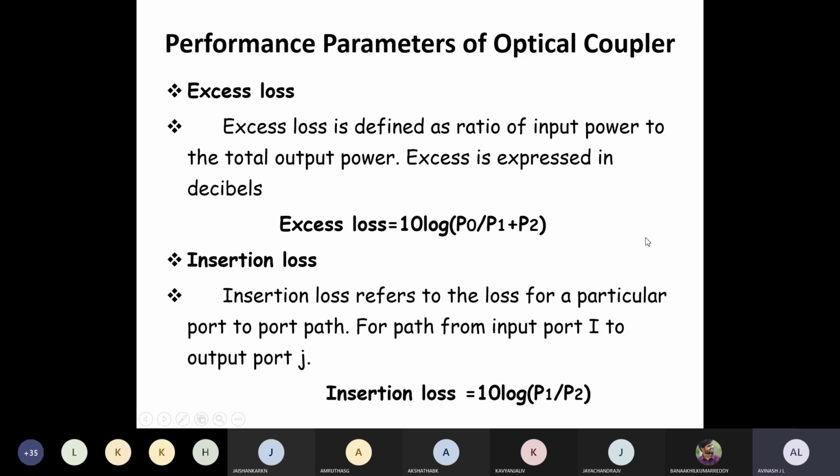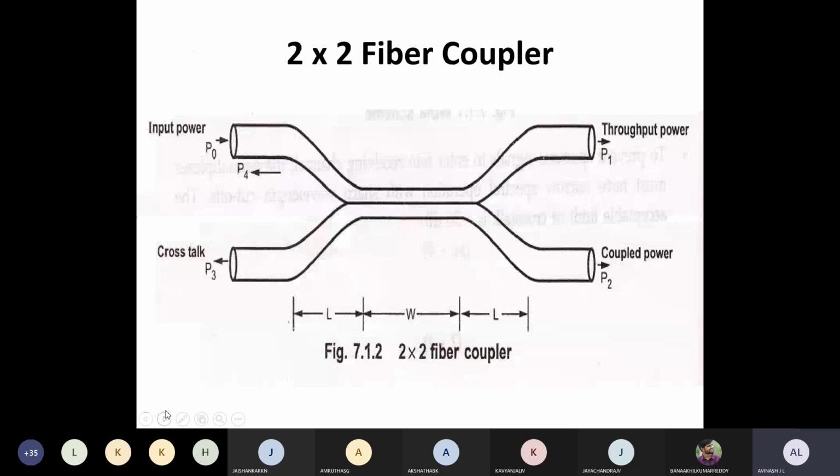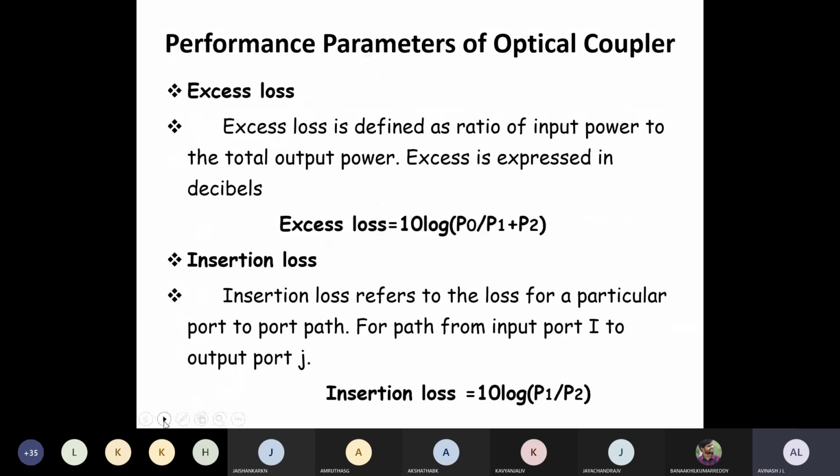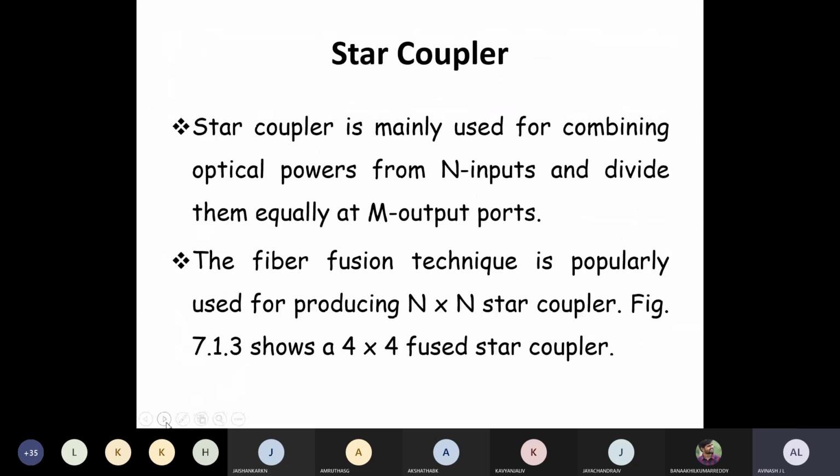We must always see that if you are giving the names for the 2x2 coupler correctly, only then can you use P1 plus P2 and all. In this particular diagram you can see that we have given the input power as P0. If you just replace this with P1, then the formula will also get changed. You should be very much aware of that. Similarly, like crosstalk. Okay, next we go for the star coupler.